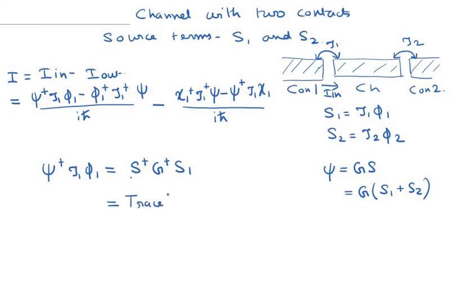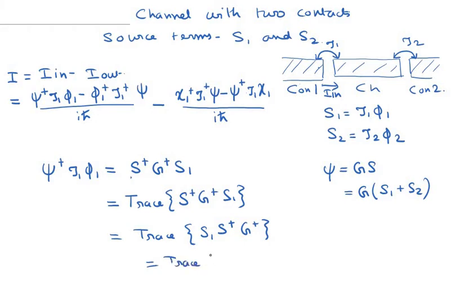So this is also equal to trace of S dagger G dagger S1, and this is equal to trace of, by the property of cyclic order, S1 S dagger G dagger, which is equal to trace of S1 S1 dagger G dagger plus S1 S2 dagger G dagger.